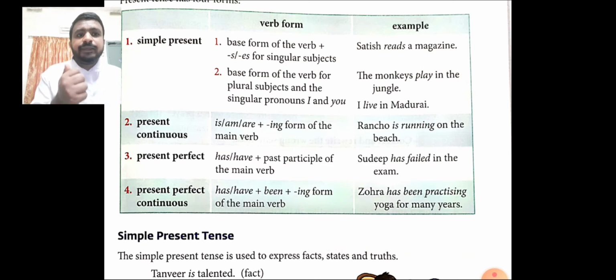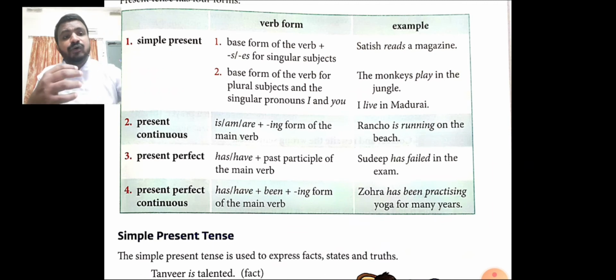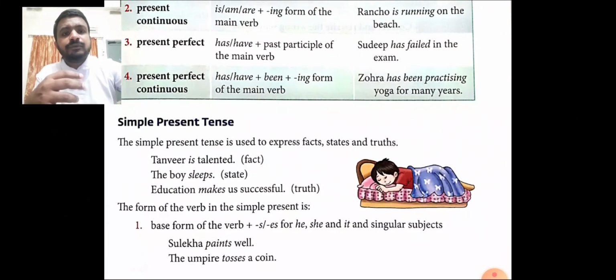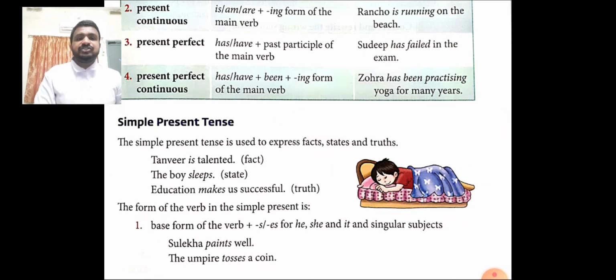The monkeys play in the jungle. I live in Madurai. Now, where to put this s or es? S or es will be added with the singular subject. Now, when we go forward, we shall see more about this. Now, what is the use of simple present tense? The simple present tense is used to express facts, states, and truth. Tanvir is talented, that is a fact. The boy sleeps. Education makes us successful, that is a truth.